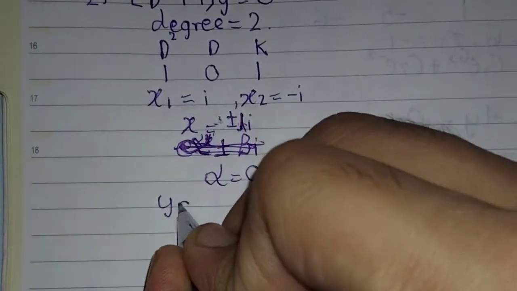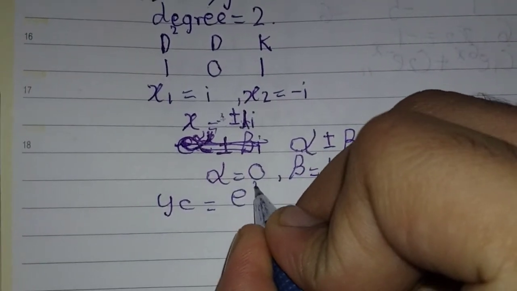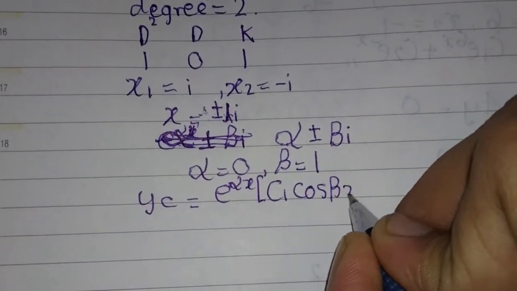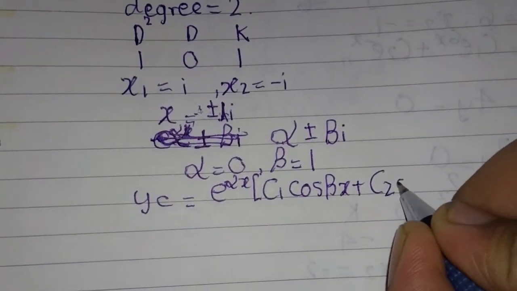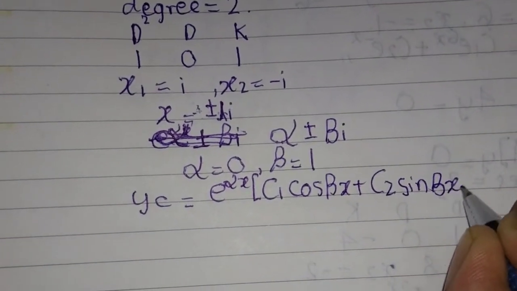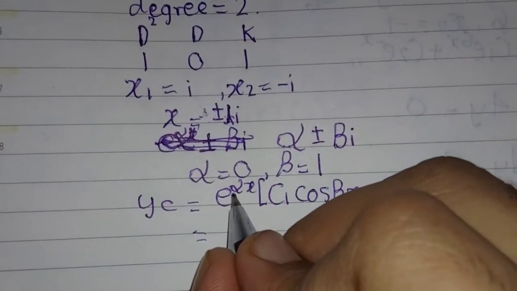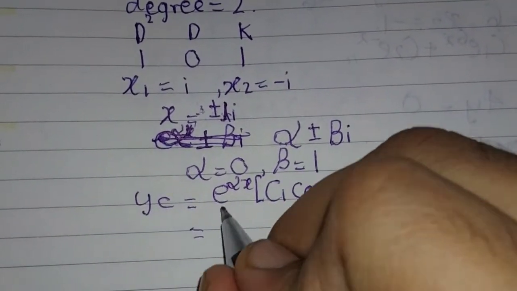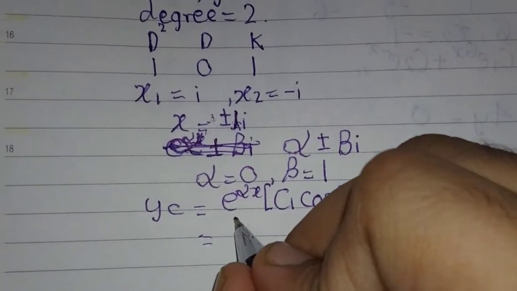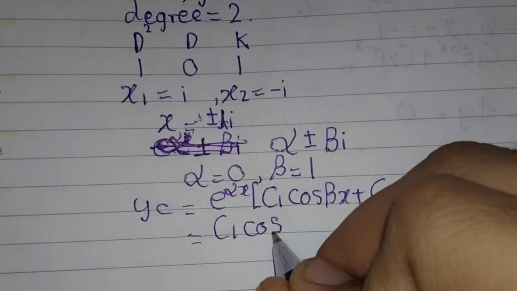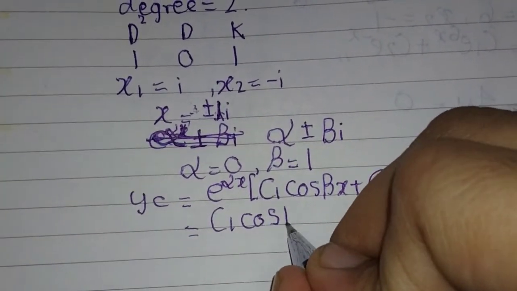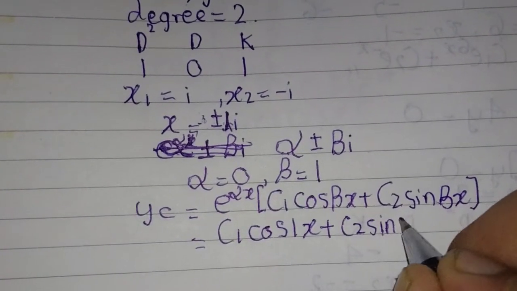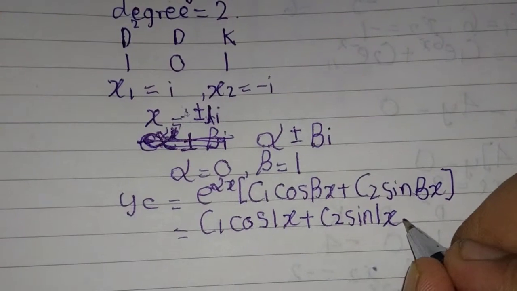Now putting the values in the equation, e raised to alpha x, c1 cos beta x plus c2 sin beta x. The value of alpha is 0. Anything raised to 0 is 1, so we don't need to write this. You can directly write c1 cos beta x, the value of beta is 1, so c1 cos 1x plus c2 sin 1x. This is the final answer.